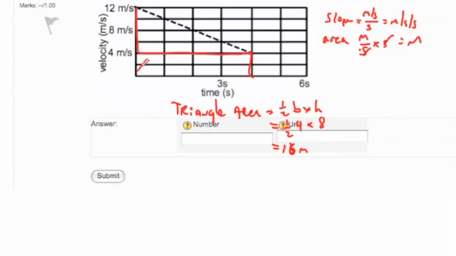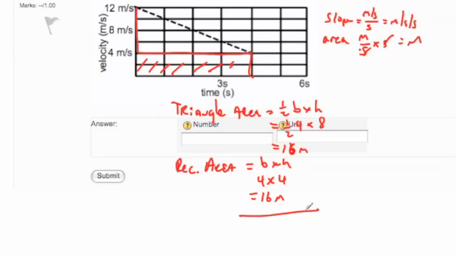But there's also this rectangle in here, and so the rectangle area, that's going to be base times height, or 4 times 4, 4 seconds, 4 meters per second is 16 meters. Total that up, 32 meters.